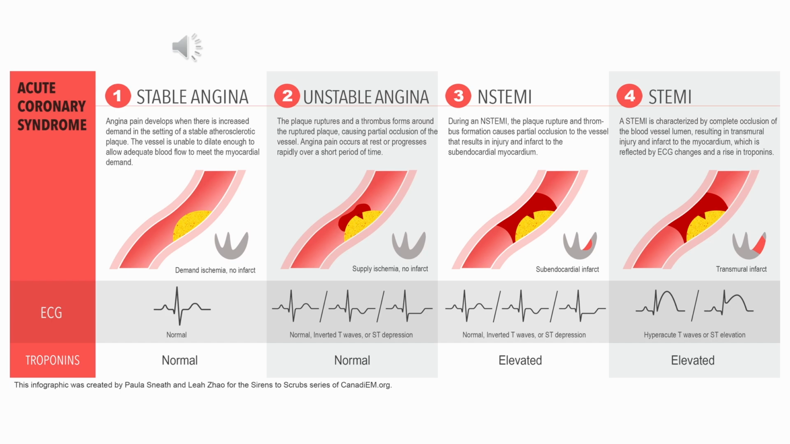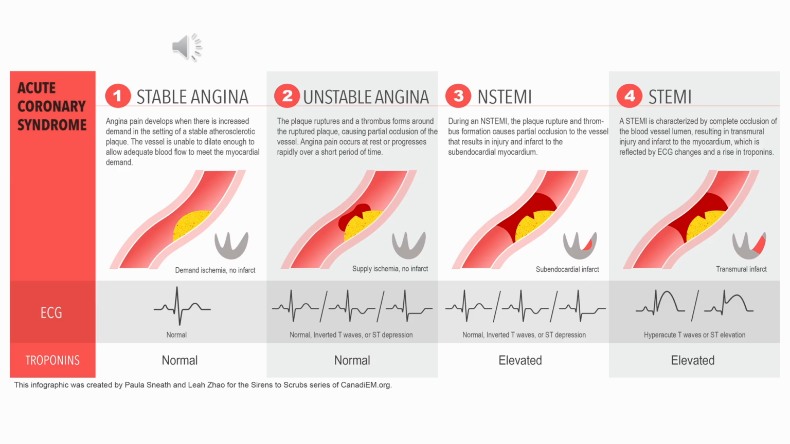So again, with stable angina, the ECG is fairly normal. The troponin levels remain normal as well, and this is considered a predictable and manageable condition. Again, typically brought on by stress or physical activity and is relieved by nitroglycerin and rest.